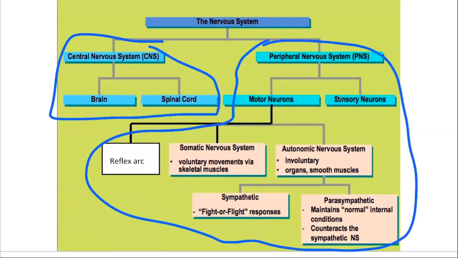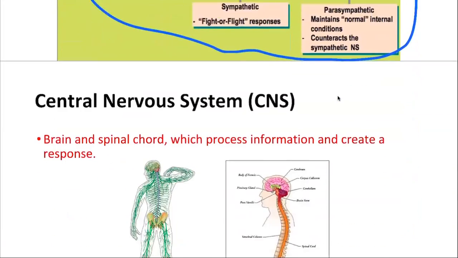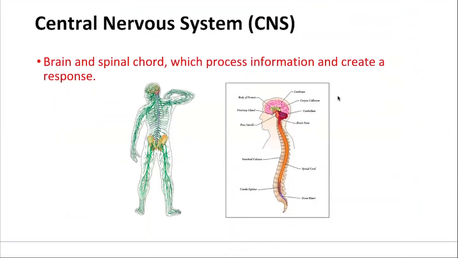And again, you've got that same somatic and autonomic, and I'll talk about the reflex arc. We'll do a little experiment with that today. So, all right, central nervous system, just the basics, is exactly what it sounds like. It is your brain and your spine going all the way down.